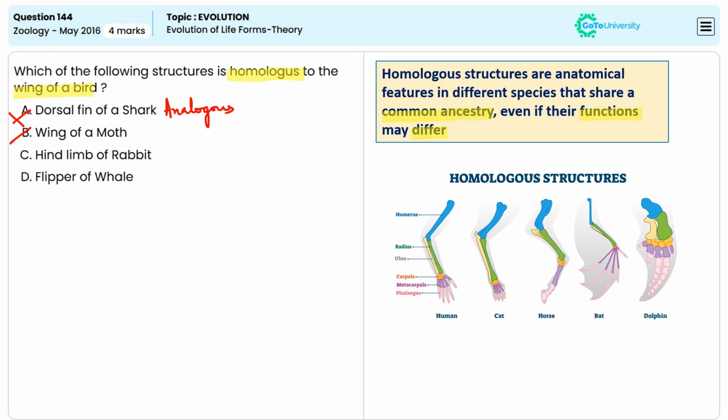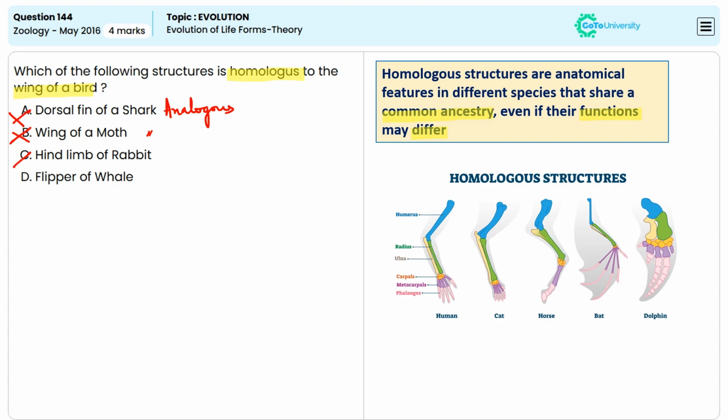Option B, wing of a moth. Wing of a moth and the wing of a bird are analogous, not homologous. Both are used for the same function, so option B is incorrect.